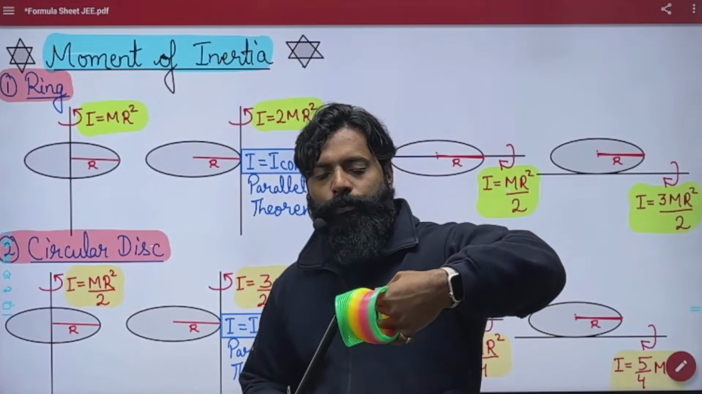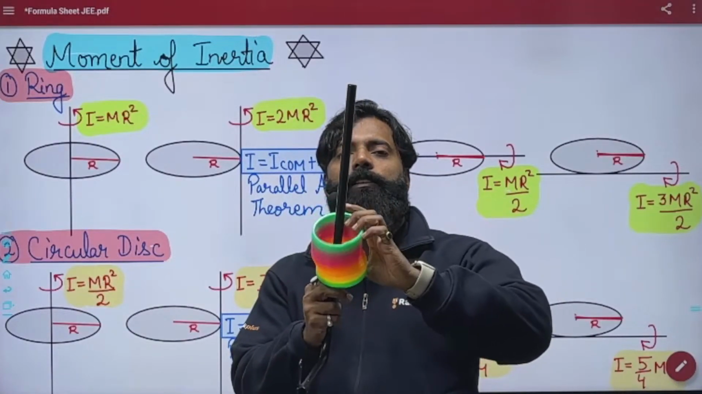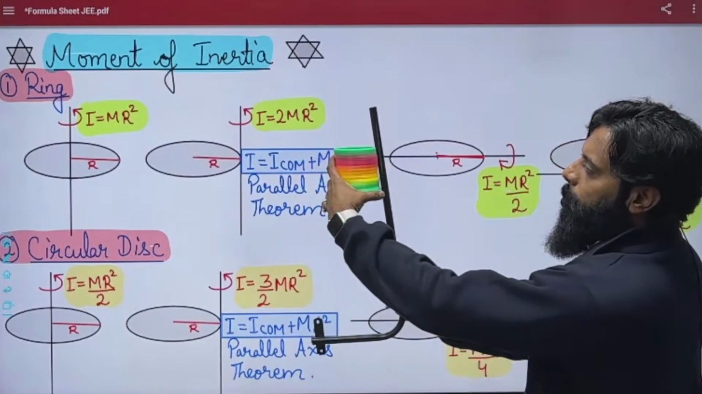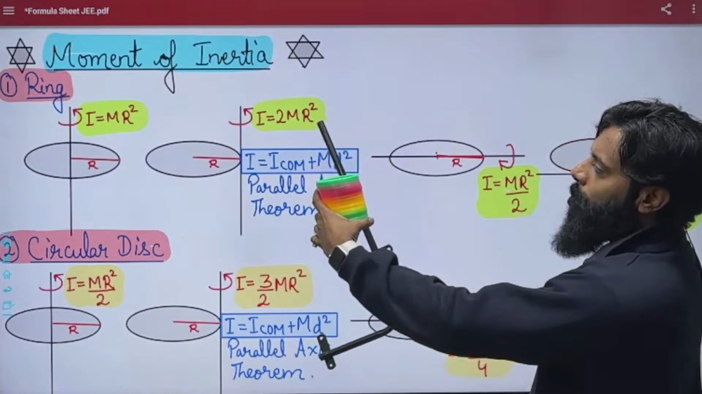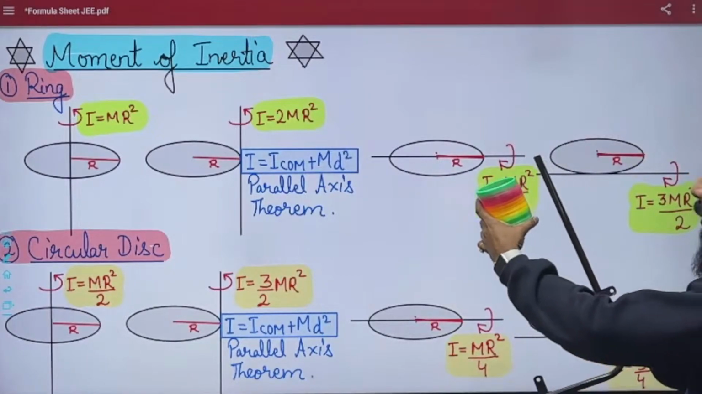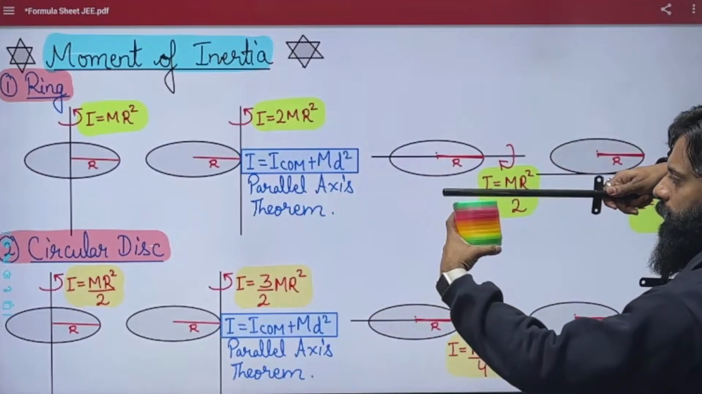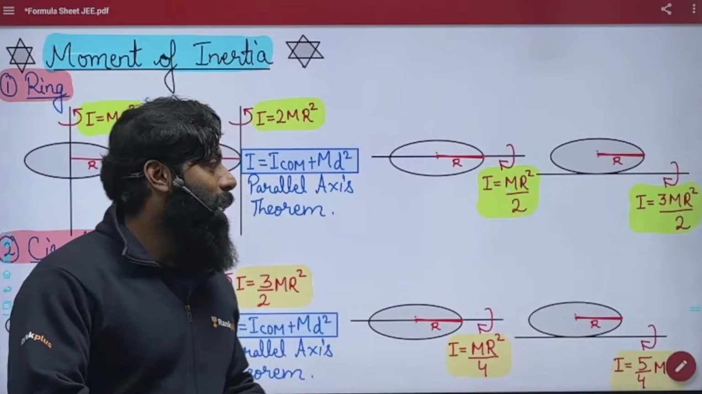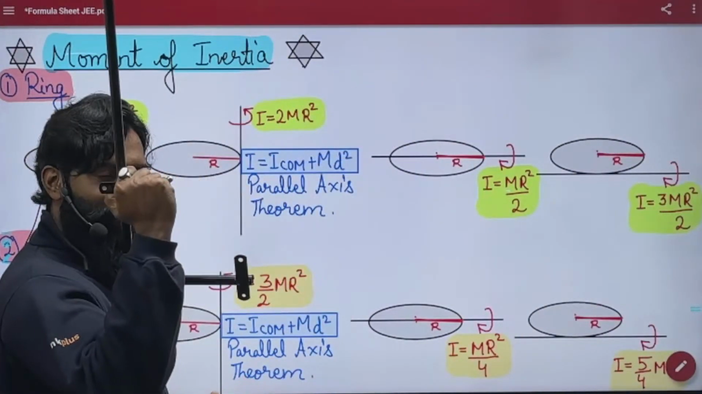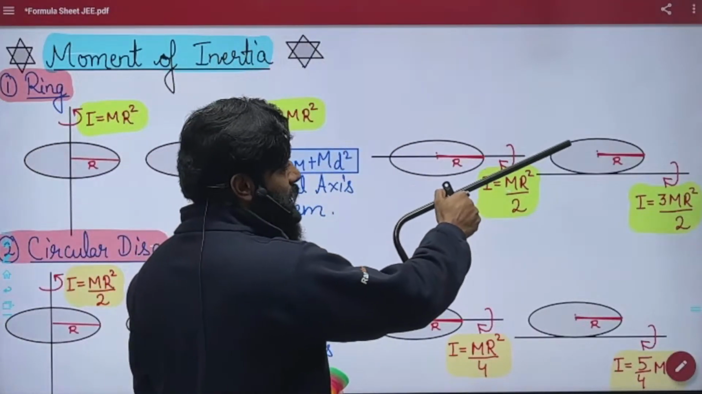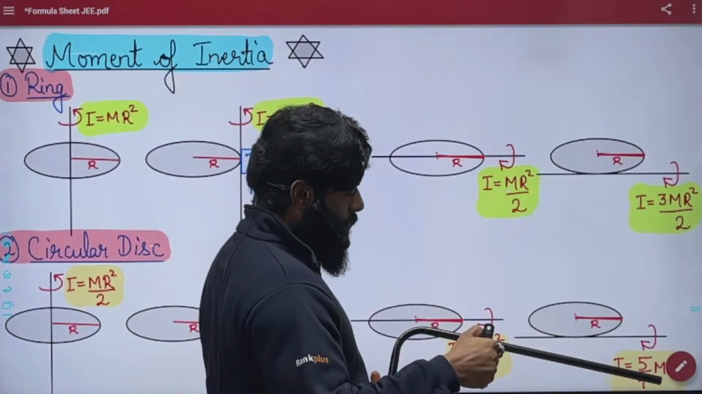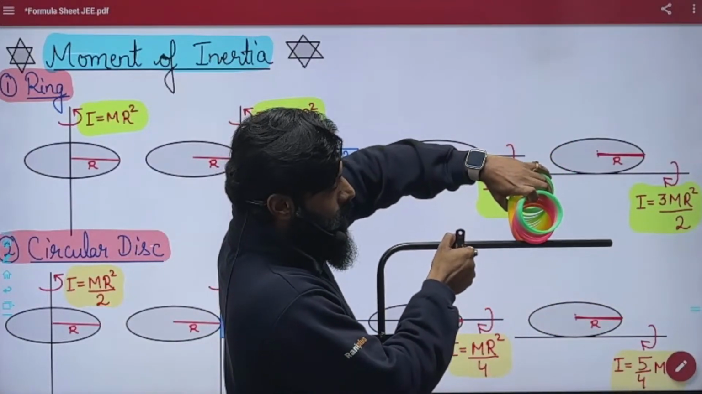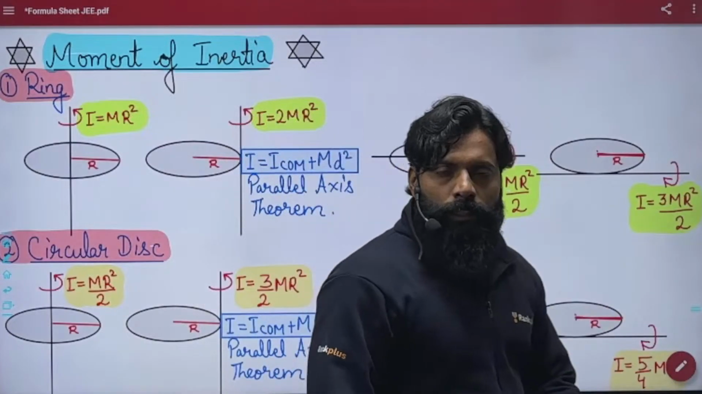So in the first case, the moment of inertia is MR square. In the second case, I am keeping my axis here, so in that scenario I'm having the moment of inertia as 2MR square. And in this case, I'm having the moment of inertia as MR square by 2, right? See, this is Rocky Bhai gun. And in case you are taking this, in this case I'm having 3 by 2 MR square.